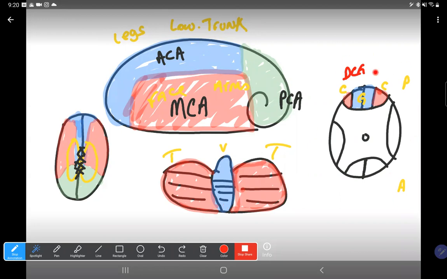Here I have the dorsal column, right? The dorsal column, dorsal root ganglia. We have gracilis and cuneatus. Where does gracilis receive its sensory from?